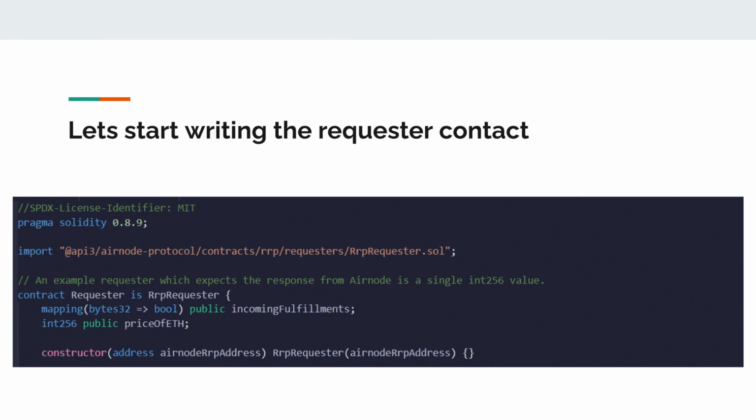What we'll start off with is by defining the RRP requester.sol. Any contract that wishes to communicate with Airnodes needs to import RrpRequesterV0.sol. Once you do that, you need to inherit it. After you have inherited it, you just need to define an incoming fulfillments mapping. This basically says that the request has been fulfilled or not fulfilled. And in this case, the data we want is the price of Ethereum, so we'll just define a variable to store it in. After that, we'll define a constructor and call the parent constructor of RRP requester. As the address, we'll be specifying the Airnode RRP contract.